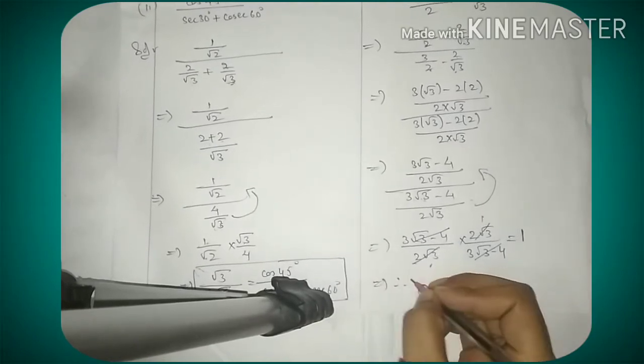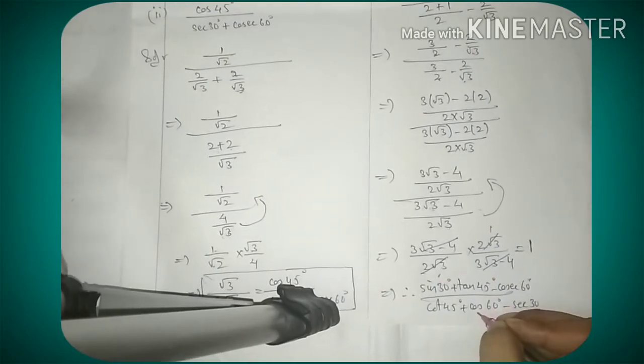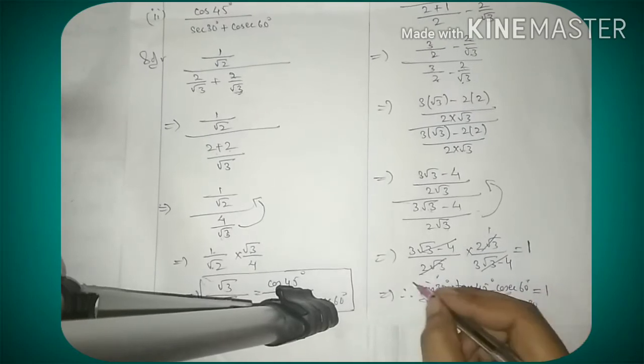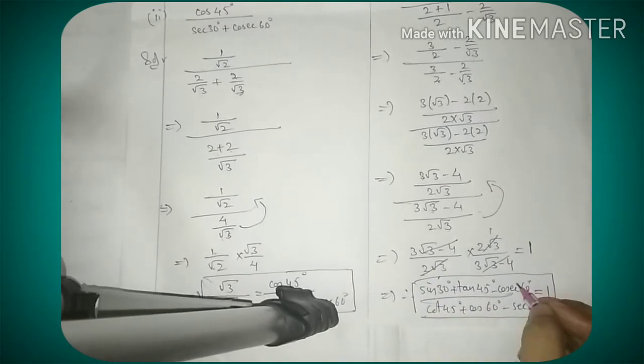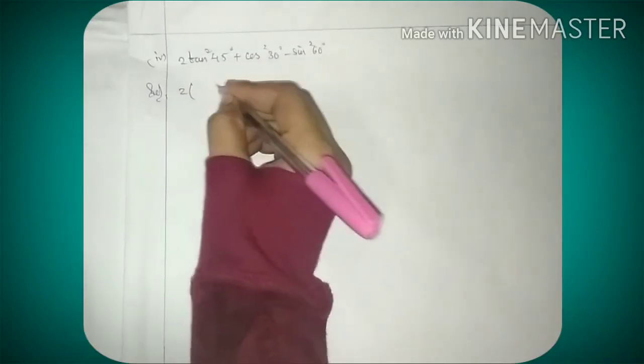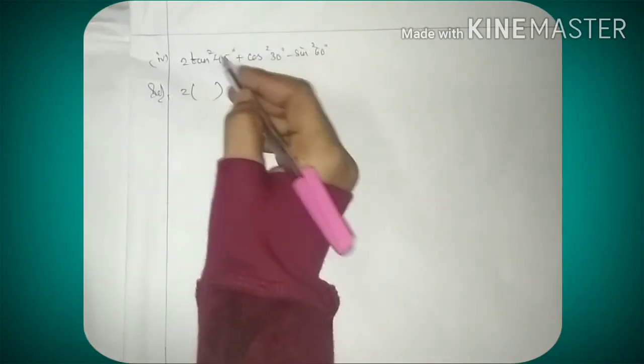So therefore, here I have copied the question, it is equal to 1. For the third one we got the value 1. So 2 more problems are left. 2 tan 45, tan square 45 degrees.